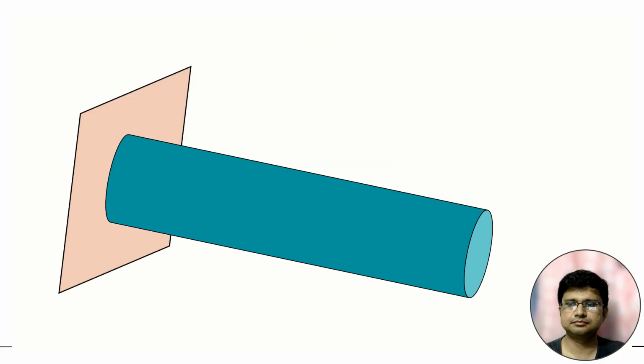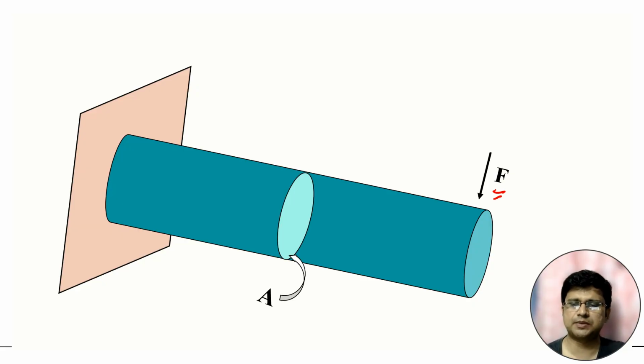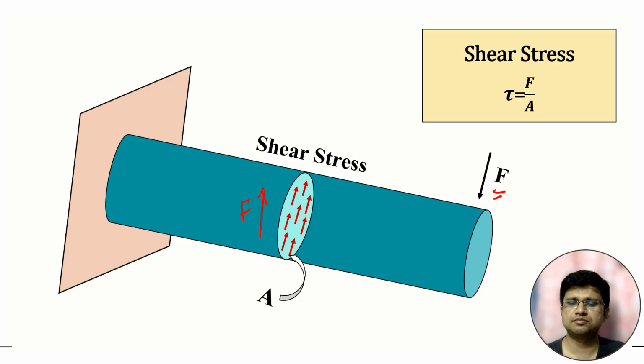Similarly, this is another case. Here the force is not normal to the cross section of this body. This force is parallel to this plane, or we can say it is tangential to this plane. So the resistance will look like this. The resistance force will also be equal to F and in the opposite direction. As the applied force is downward, the resistance will be upward. Both will be the same, and stress will be equal to the resistance force divided by the area.